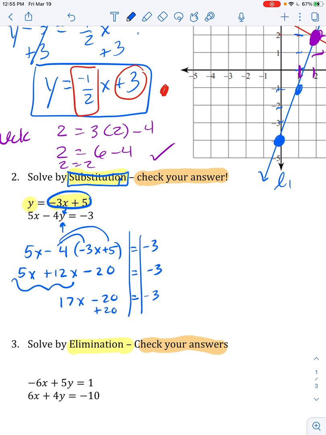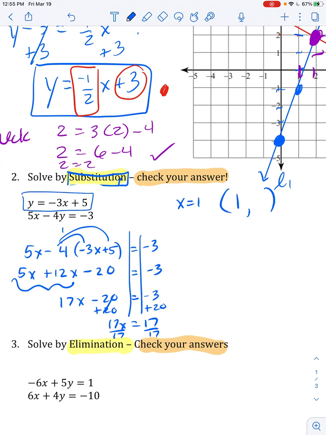I add my 20 to both sides. When I divide by 17, you can see that I get an x value equal to 1. So it seems that the x coordinate of my solution will be 1. Now I can go back to either equation and plug that in to find y.